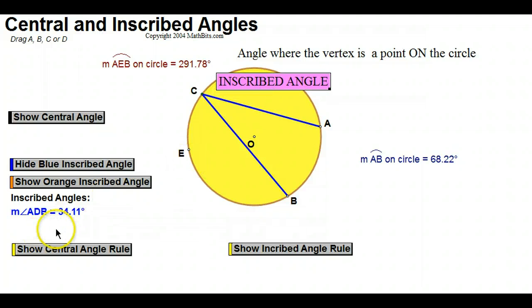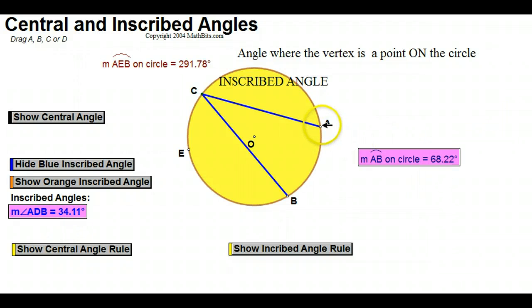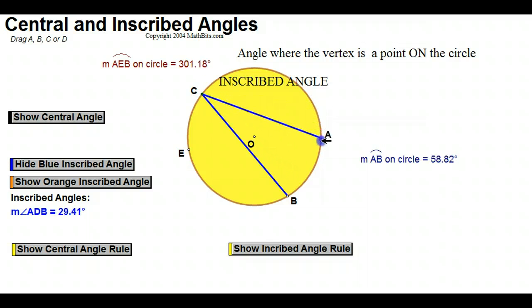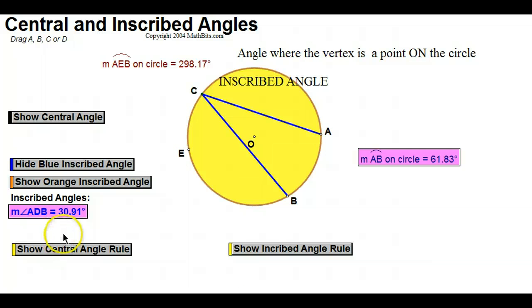And let's take a look at the measurement of the inscribed angle and the measurement of the arc that is produced, AB. Anybody notice a relationship between the measurement of the arc and the measurement of the inscribed angle? Let me move A around and see if you notice the relationship. Anybody notice the relationship? Well, if you said that the relationship is that the arc measure is double the inscribed angle measurement, or the inscribed angle measurement is half the arc measurement, you are absolutely correct.